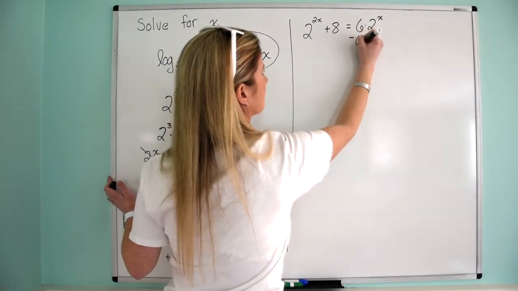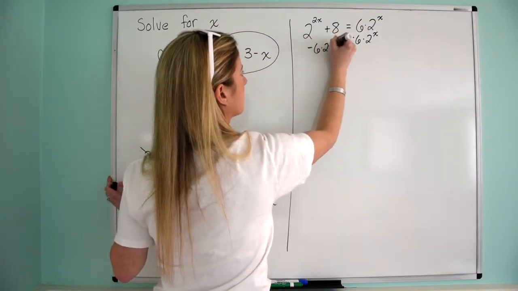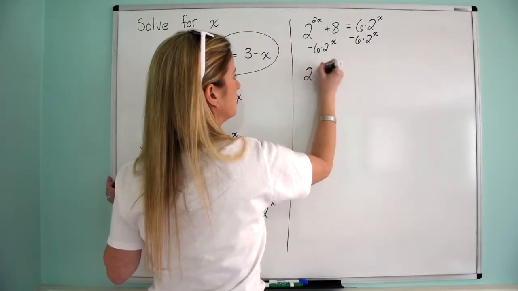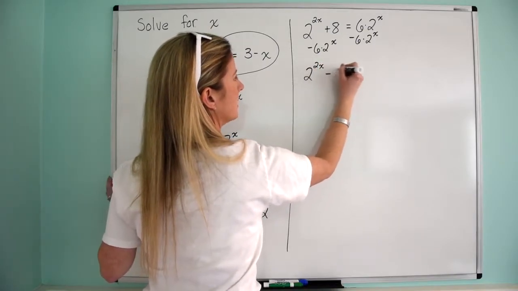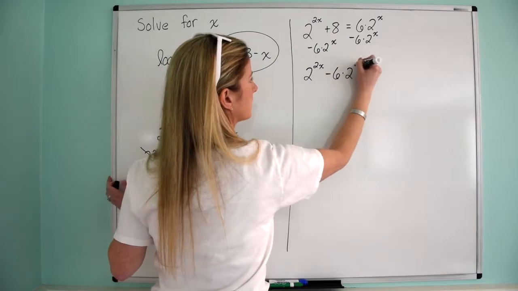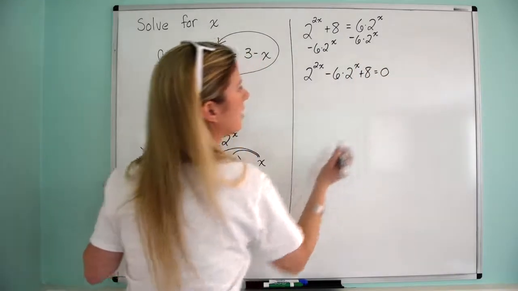okay? And then let's subtract 6 times 2 to the x from both sides, okay? And I end up with a 2 to the 2x minus 6 times 2 to the x, and then plus 8 equals 0. All right, perfect.